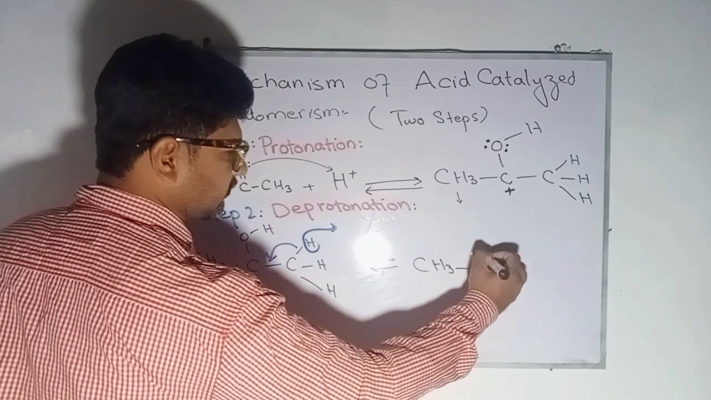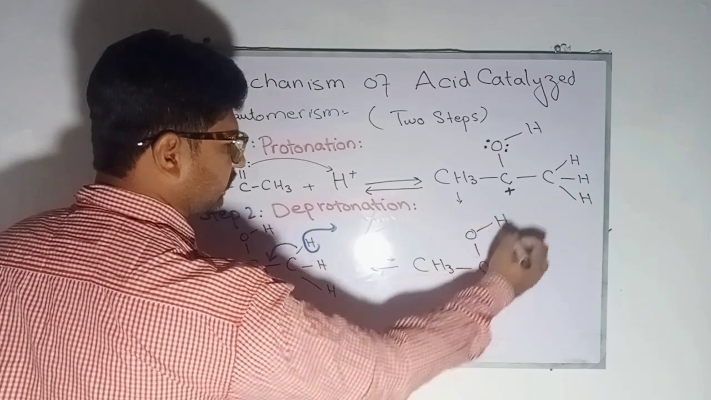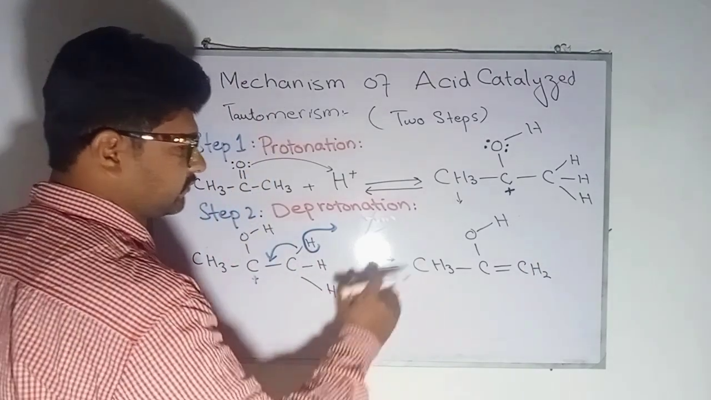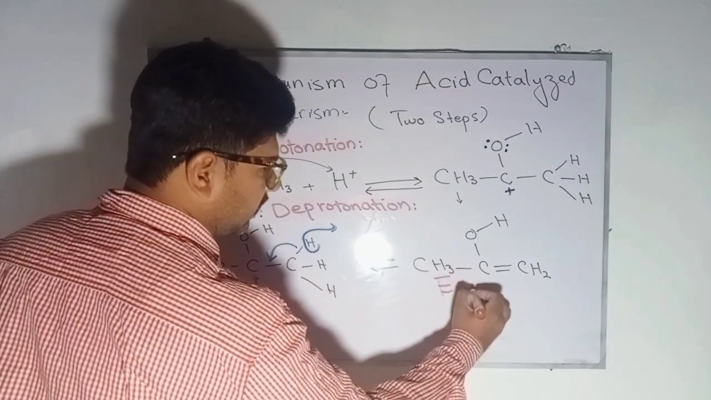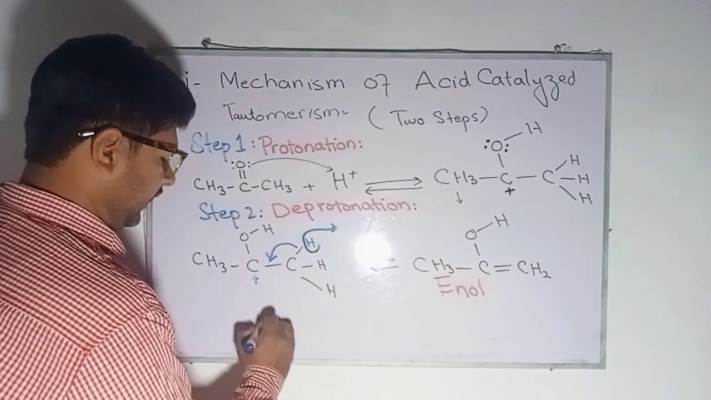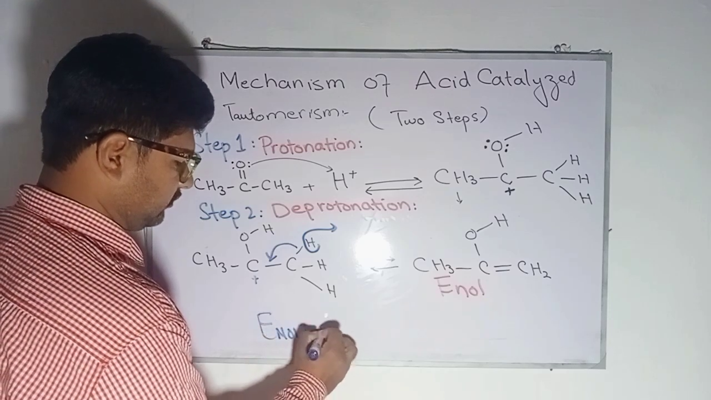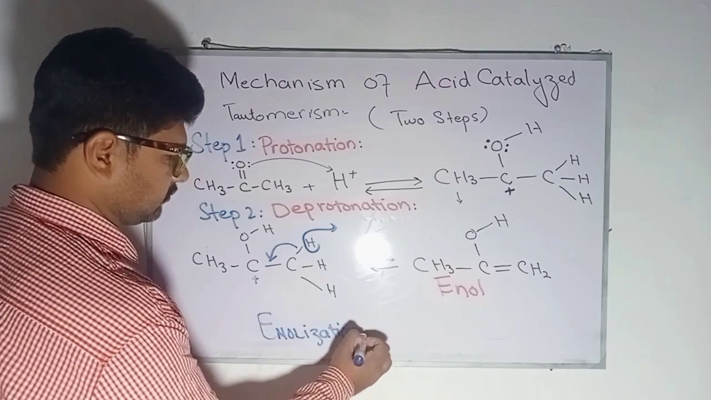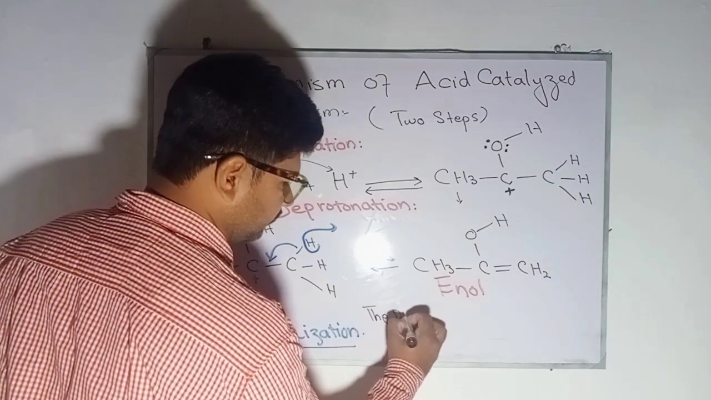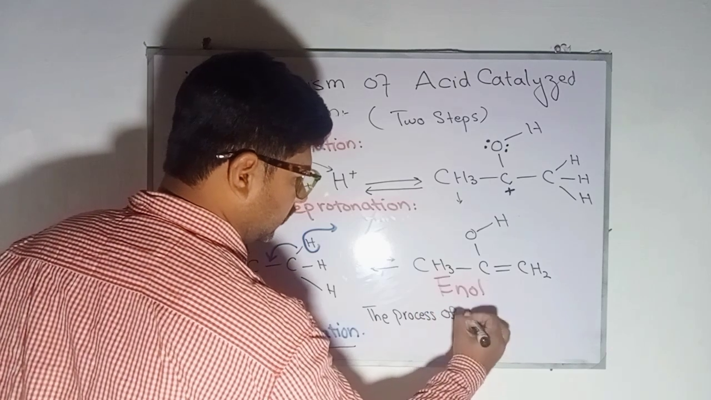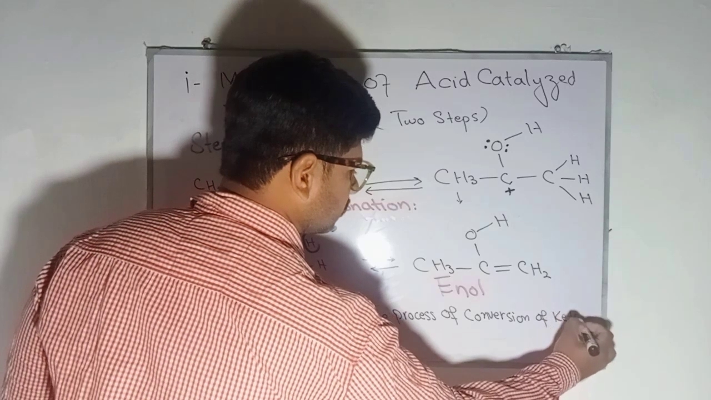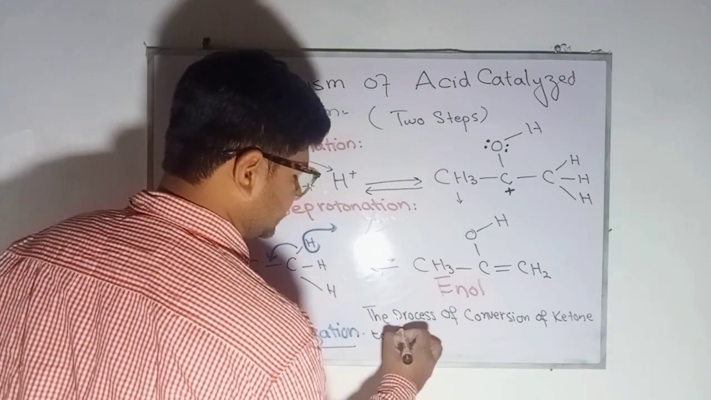CH3 single bond, C single bond OH, double bond CH2. This particular isomer is called the enol isomer of ketone. So this process will be called enolization. We will define enolization as the process of conversion of ketone to its enol isomer.